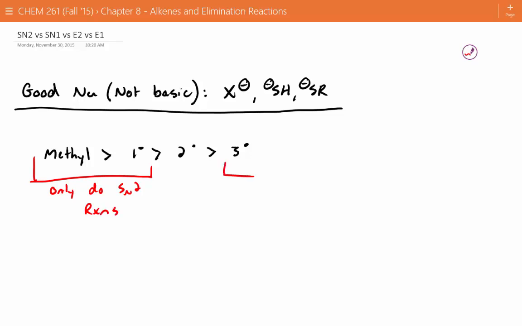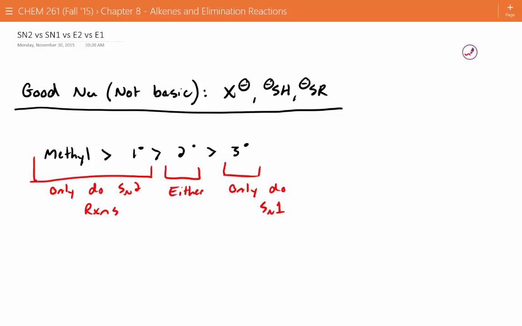Will a tertiary carbon ever do an SN2 reaction? No. Tertiary carbons will only do SN1 reactions. And then what about secondary? It could do either, right? So in general, if we're looking at SN2 reactivity, methyl groups are the fastest, primary is second fastest, secondary is third, and tertiary is last. Tertiary can only do an SN1 reaction.